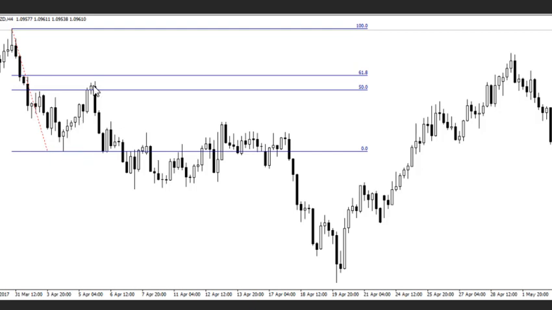We have a pullback, and if you draw Fibonacci retracement, you will find that there is an engulfing bar that forms between the 50% and 61% Fibonacci retracement, which is a very hot point. So here you can take your trade.